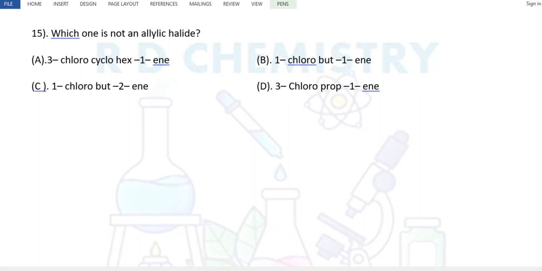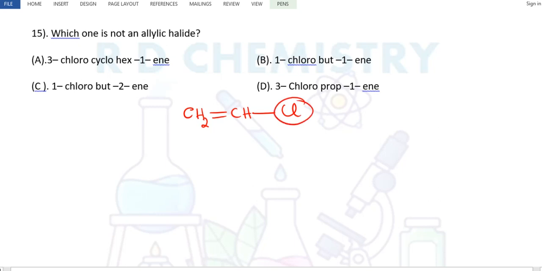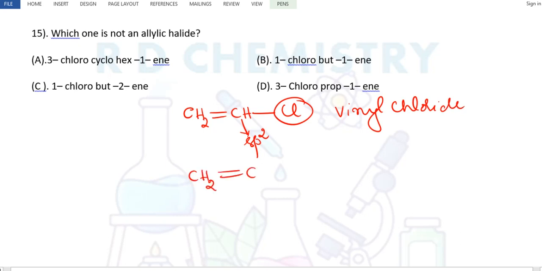Question number 15. Which one is not an allylic halide? So let me give the structure of vinylic halide and allylic halide. Okay. So CH2 double bond CH, then single bond Cl. Okay. Halogen is directly attached to sp2 carbon atom, carbon-carbon double bond is called as the vinyl groups. So it is vinyl chloride. Vinyl chloride.